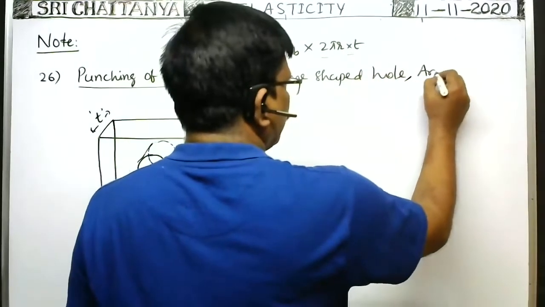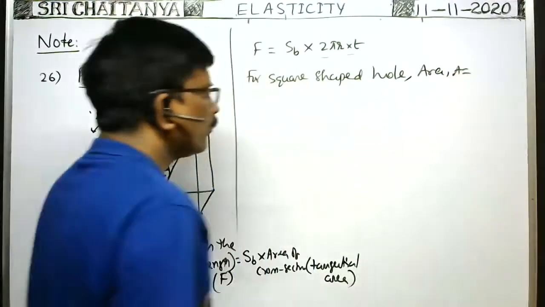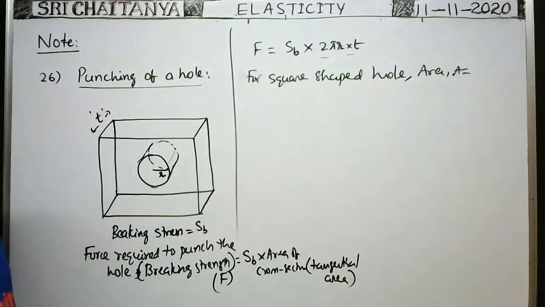What is the area? Area A is equal to, tell me, for a square-shaped hole, what is the area, the tangential area on which force is applied?